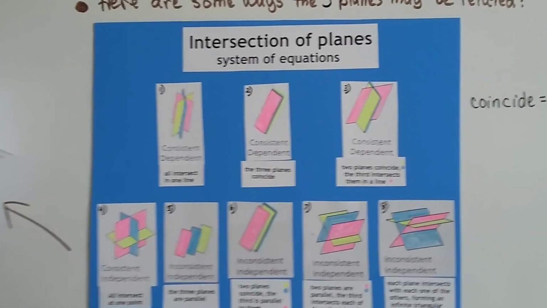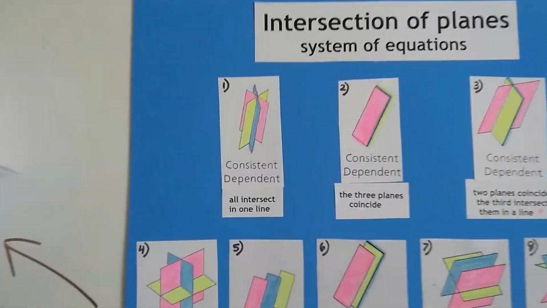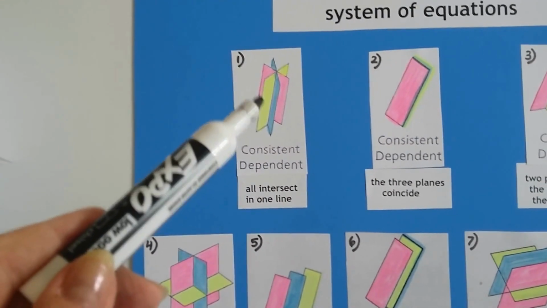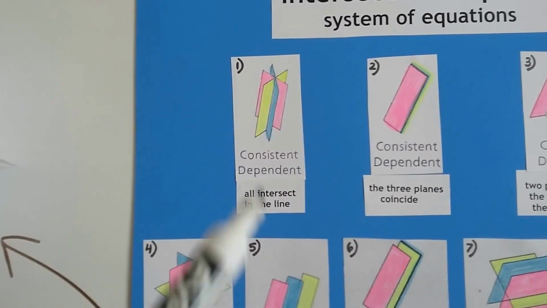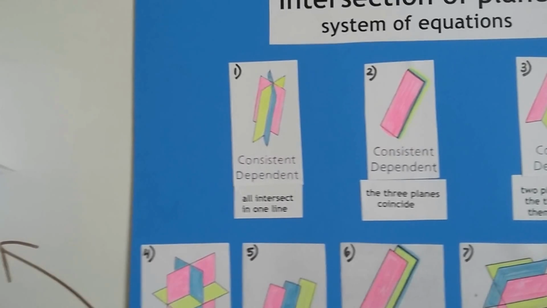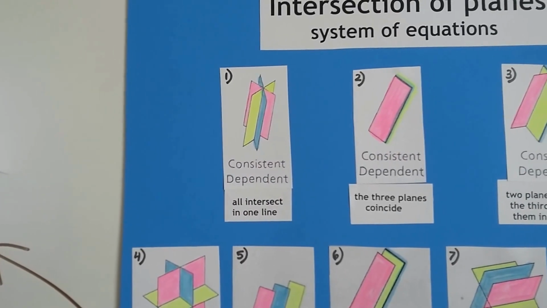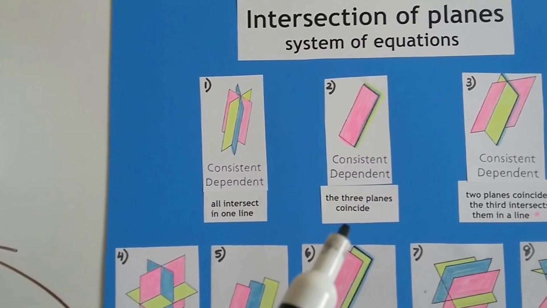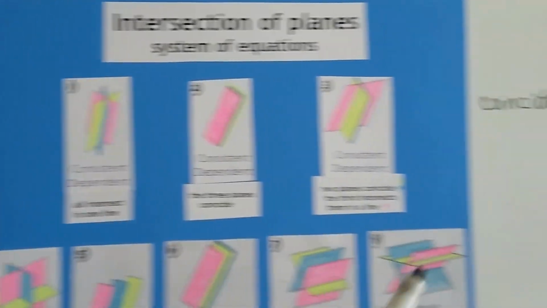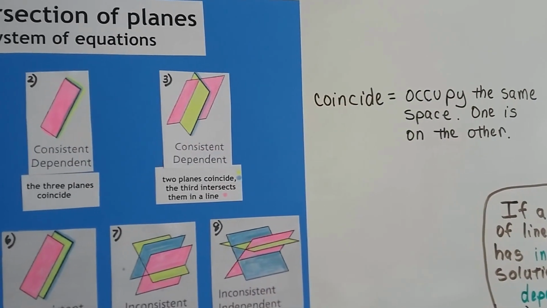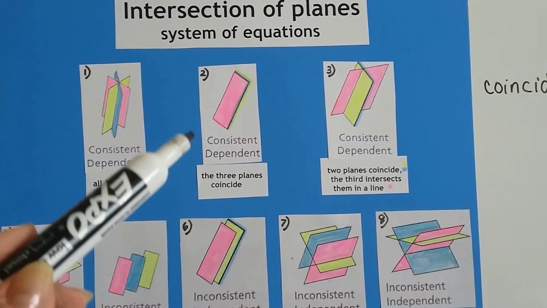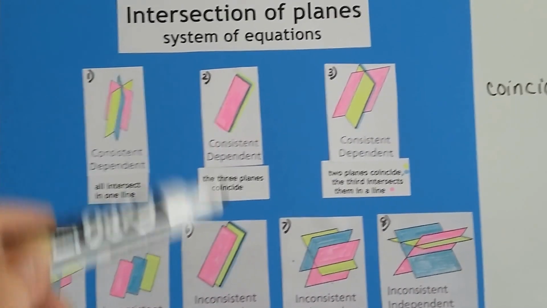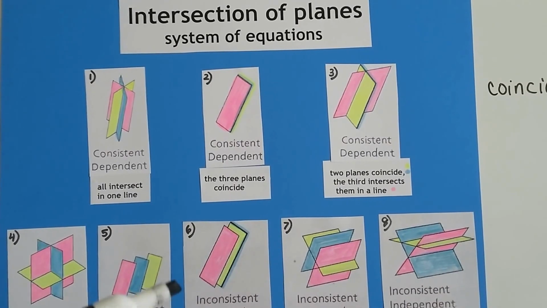So for an intersection of 3 planes, we can have 3 sheets of paper that crisscross in the middle. See that? They all intersect in one line. That's consistent and dependent. These 3 sheets of paper are just laying on top of each other. The 3 planes coincide. And coincide means they occupy the same space. One is on the other. So it'd be like taking 3 sheets of school paper and just stacking them on top of each other and letting them lay on top of each other.